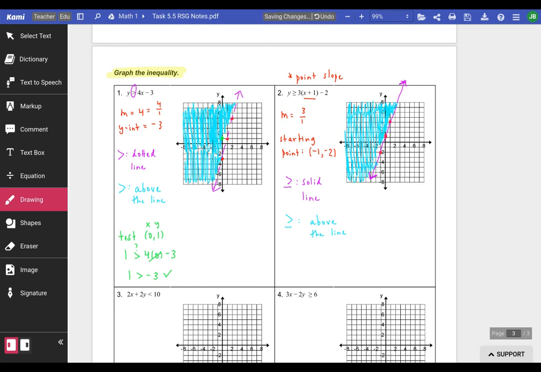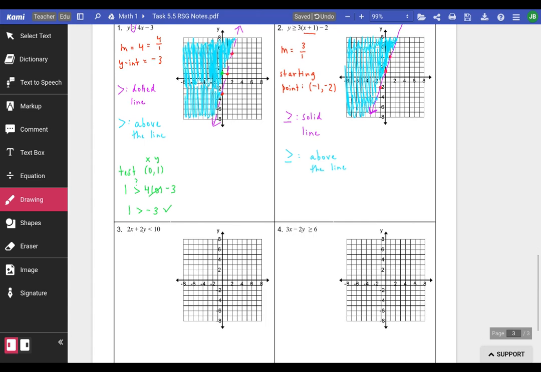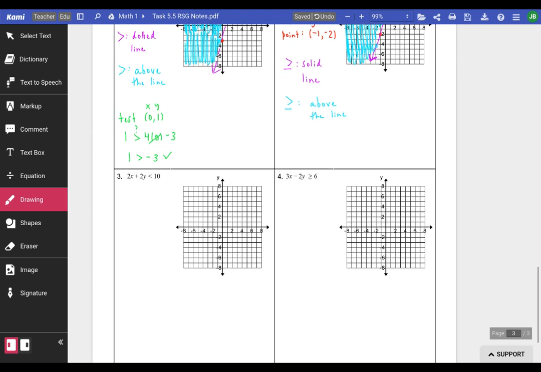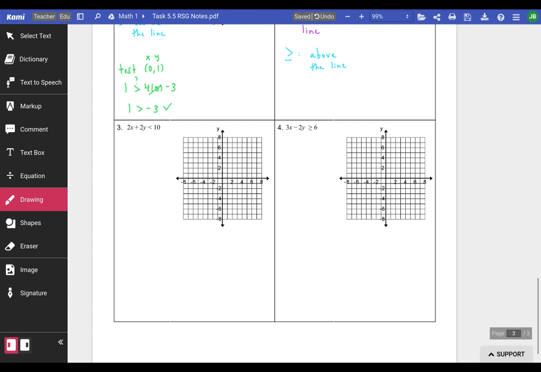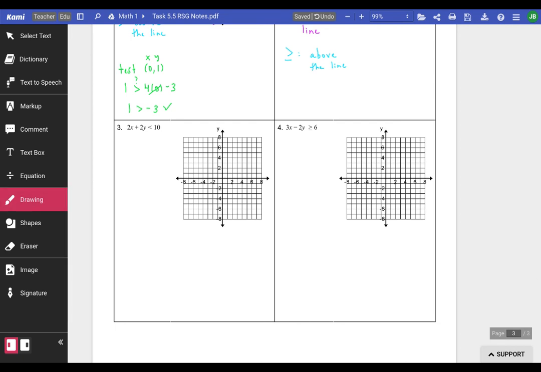All right, let's do one more. And we'll pick number 3 because we finally have a less than symbol here. So let's do number 3. Now in this one, step 1 is not done for us. So we need to go ahead and do that. And remember, step 1 was getting y by itself. So first I'm going to subtract 2x from both sides. So I get 2y is less than negative 2x plus 10.